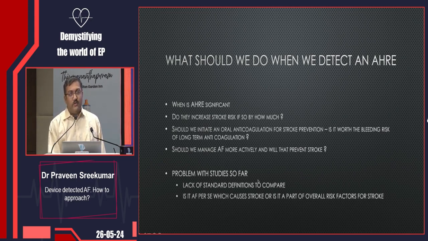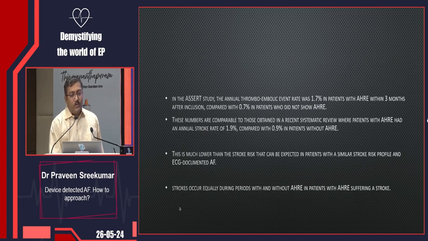The problem with the studies documented so far is that there is a lack of standard definition to compare. And is AF per se causative? It's a doubt. Is it AF per se which causes stroke, or is it just part of the overall risk factors for stroke? In the ASSERT study, the annual thrombotic event rate was 1.7% when AHRE was detected in the initial three months of inclusion. So there is a definite increase in the incidence of stroke, 1.7% versus 0.7%. There are comparable findings in other studies also.